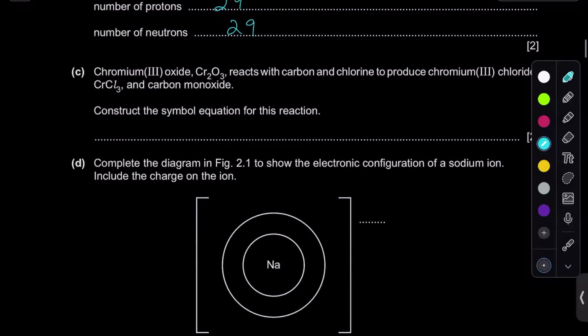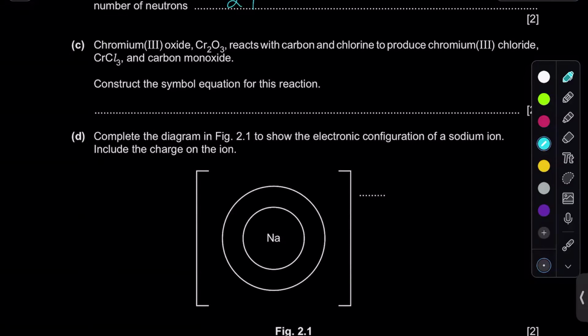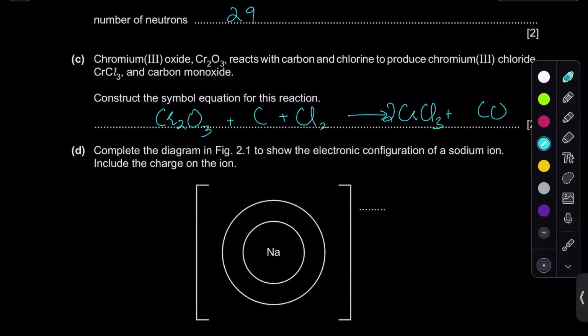Chromium oxide reacts with carbon and chlorine to produce chromium 3 chloride and carbon monoxide. Construct the symbol equation for this. So we'll start with Cr2O3. Reacts with carbon and chlorine to produce chromium chloride plus carbon monoxide. And now we just have to balance this. Left side where we have 2 chromium, so this is going to be 2. Similarly, I have 3 oxygen, so 3. And let's see, is it balanced?